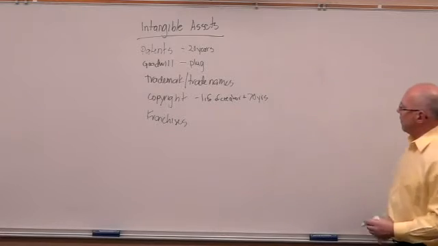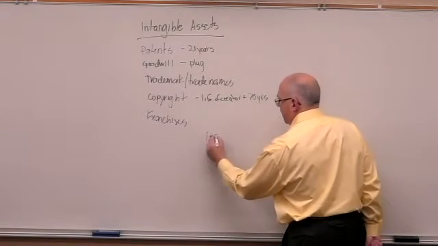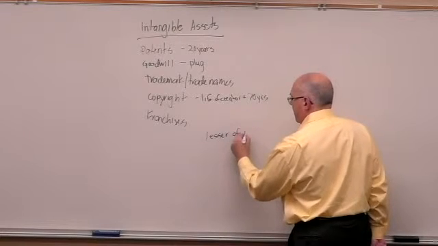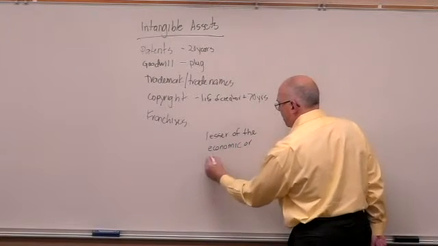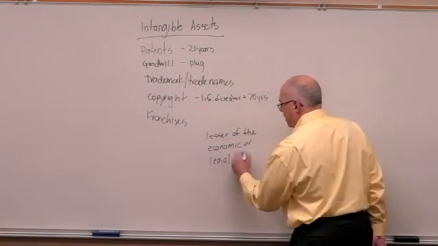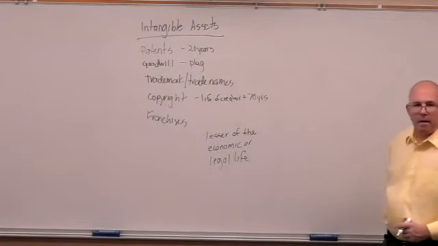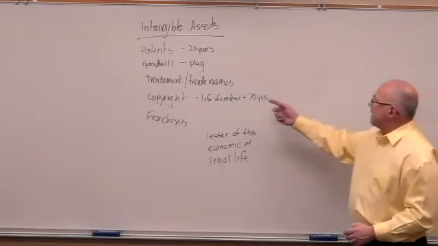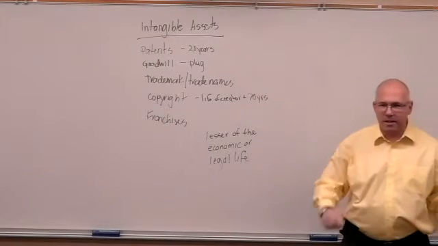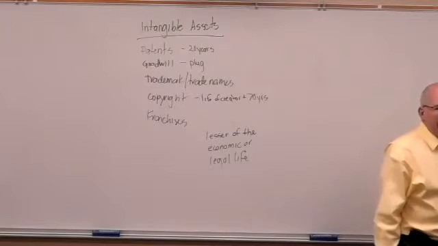We amortize over the lesser of the economic or legal life. So if we think the economic life of a patent is 10 years and there's still 15 years to run on it, we would use 10 years to amortize. The lesser of the legal or economic life. For something like a trademark or a trade name, which is indefinite as long as it's renewed, we wouldn't amortize.